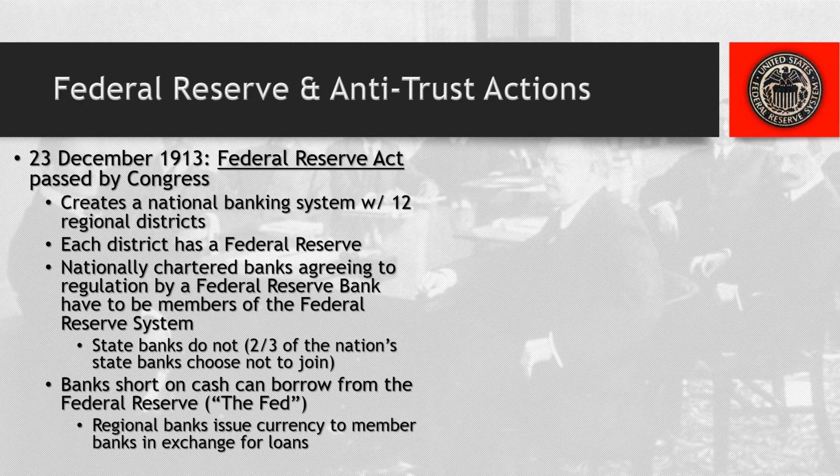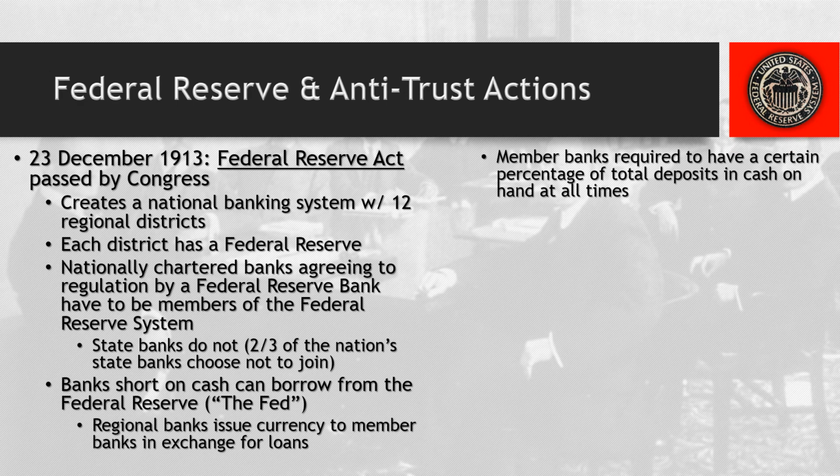That way, the loans themselves are secured, if nothing else. And if you are a member bank, you're required to have a certain percentage of total deposits in cash on hand at all times. Okay, so in other words, you're not allowed to overextend yourself, right? If you're being monitored by the Federal Reserve, you have to have money in the bank physically to back up any loans or any cash or anything like that.